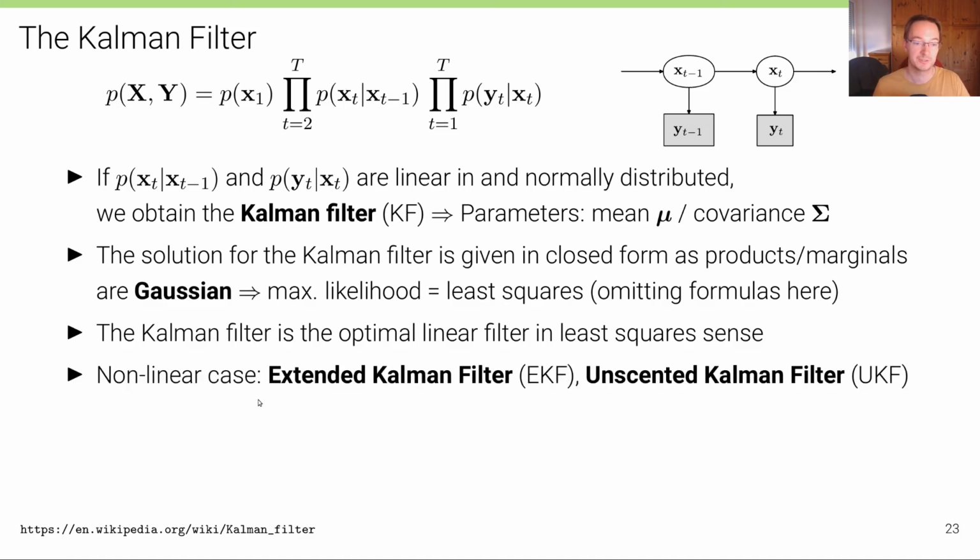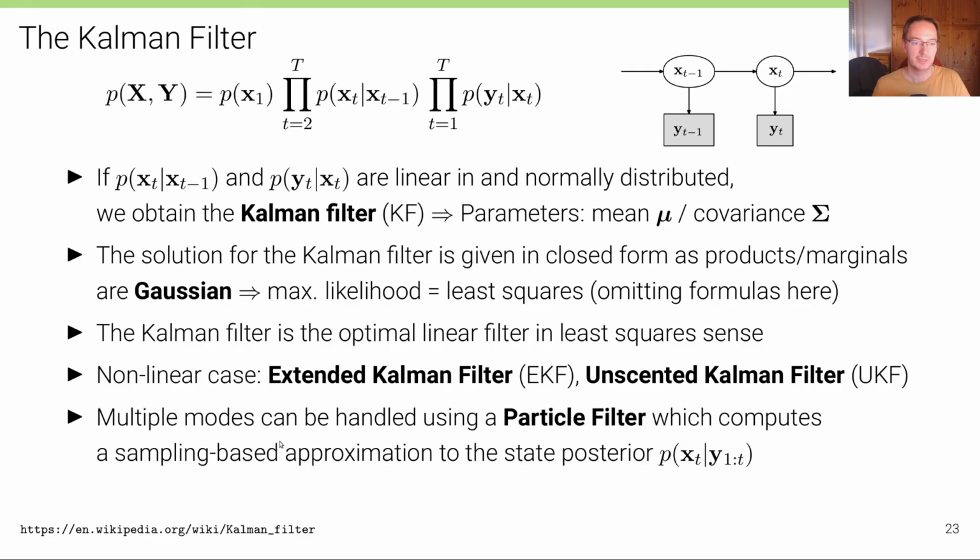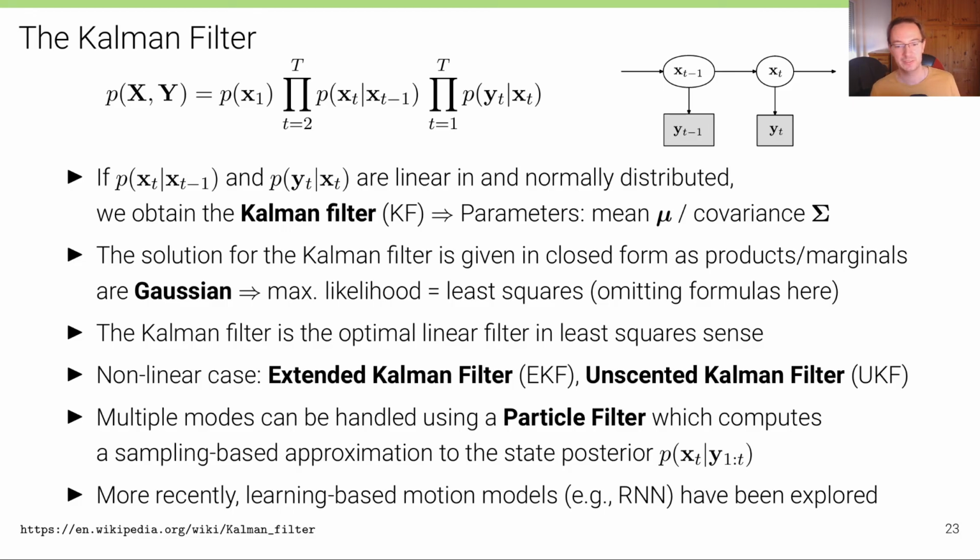But there are nonlinear extensions as mentioned before. For example, the extended Kalman filter, EKF, or the unscented Kalman filter, UKF. And multiple modes, which cannot be handled by the Kalman filter because we are tracking a unimodal Gaussian, can be handled by extensions such as the particle filter, which computes a sampling-based approximation to the state posterior. So if you expect to have a highly multimodal distribution that you want to track, then of course a Kalman filter doesn't do the trick. You need something more advanced like the particle filter. And more recently, learning-based motion models, for example RNNs, have also been explored. So you can learn them jointly.